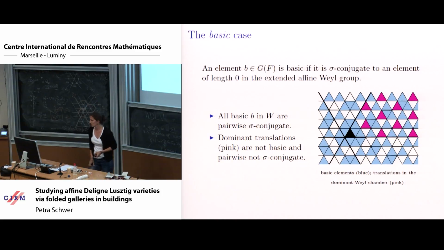Being sigma conjugate to an element of length 0 means you're sigma conjugate to one of the covers of the identity. So they're all length 0.